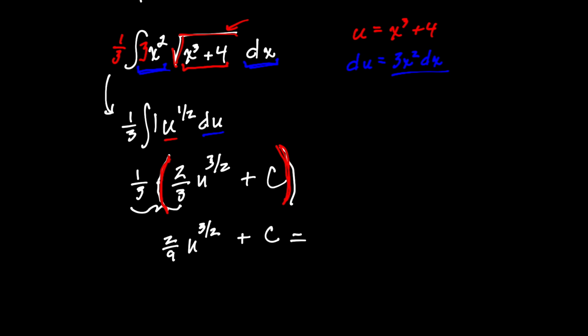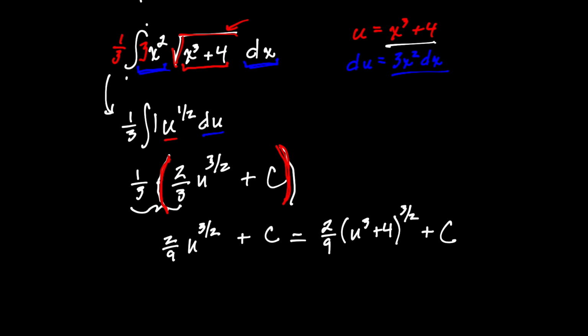What we have to do now is go back in and substitute what was my u, x cubed plus 4. So x cubed plus 4 to the 3/2 power plus c. And usually we leave those just like that. That's usually fine to leave those that way. All right. Those are indefinite integrals. There were no boundaries of integration.